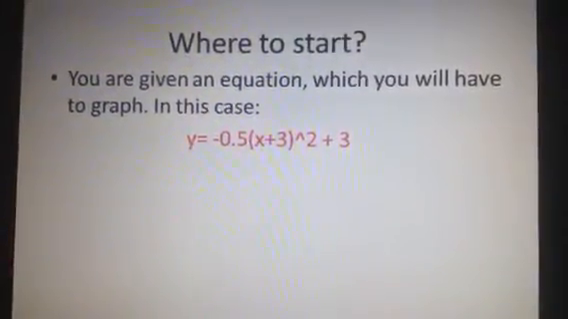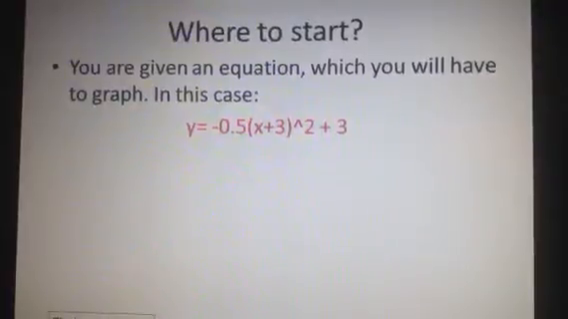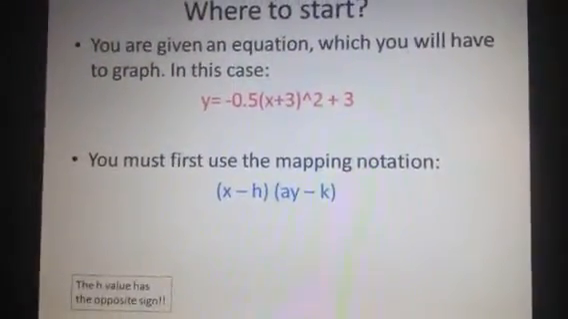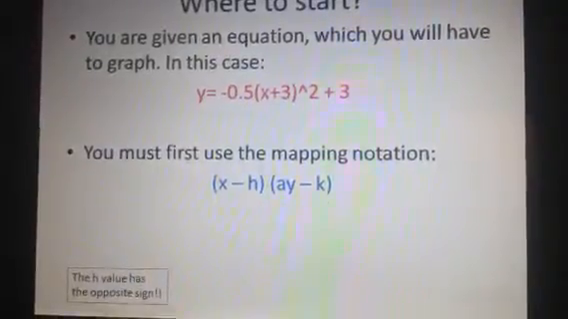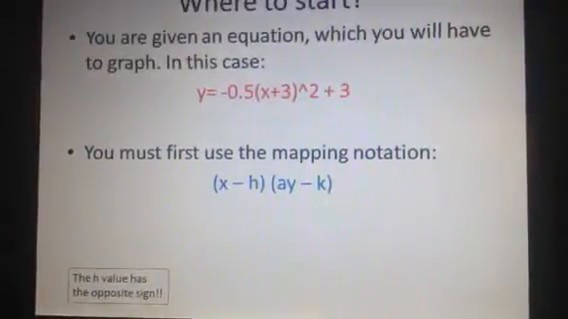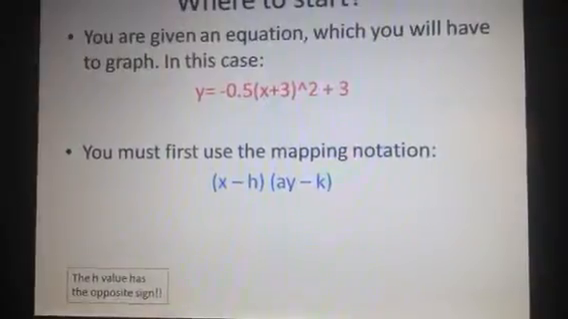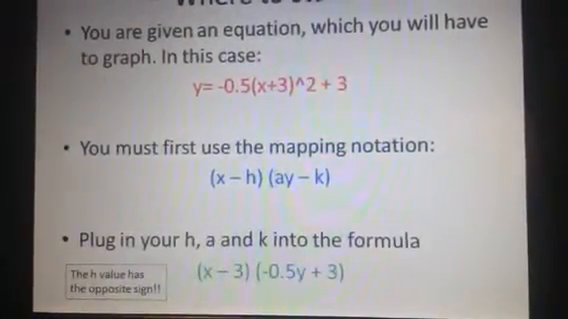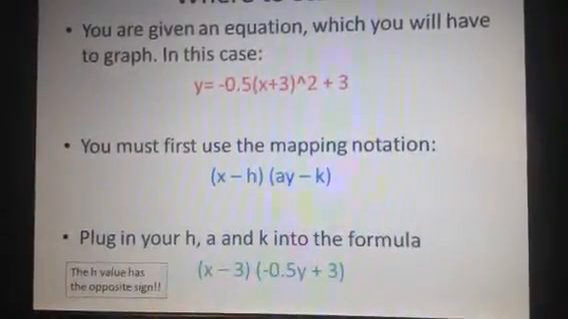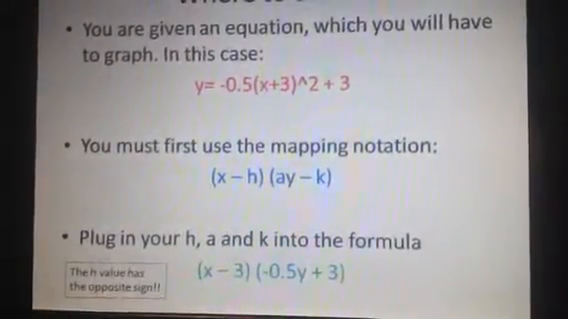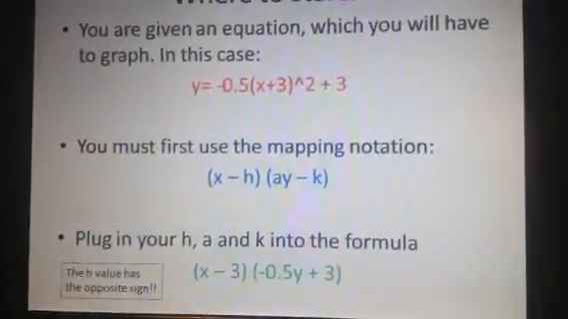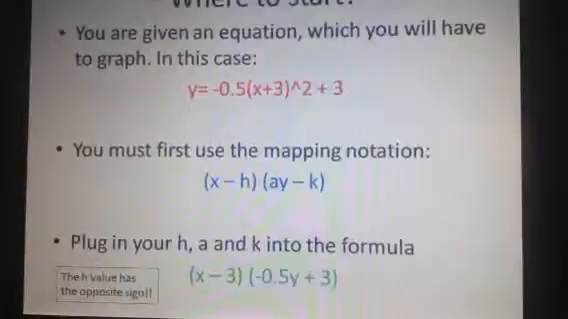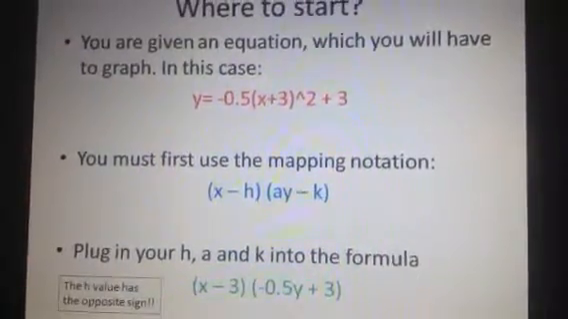So, first off, we will be using a method called mapping notation, which is (x subtract h) in one bracket, and the other bracket is (a times y subtract k). So what you do here is you plug in your h, a, and k values. So in this case, it will be (x subtract 3, negative 0.5 times y plus 3). And you must always remember that the h value will have the opposite sign from the equation.